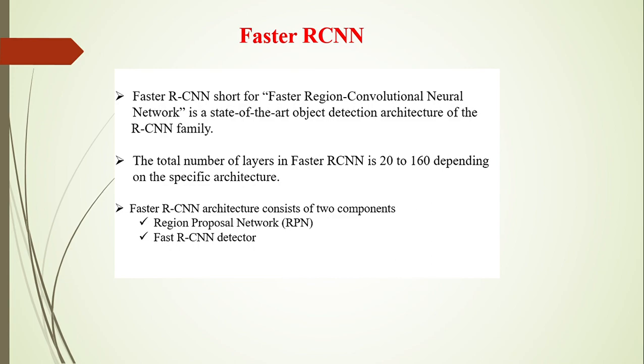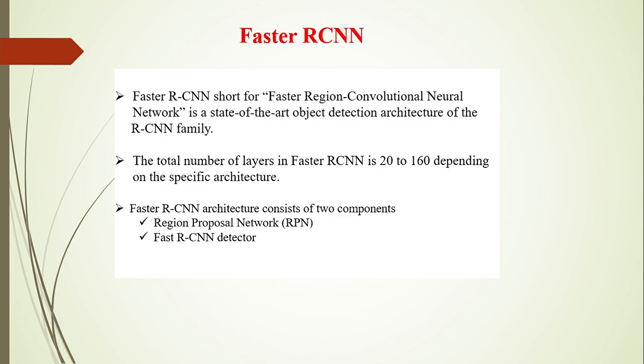Faster RCNN. The full form of Faster RCNN is the Faster Region Convolutional Neural Network. It is a state-of-the-art object detection architecture of the RCNN family. It has two major parts, the Region Proposal Network and the Faster RCNN Detector. The Region Proposal Network, the RPN, takes the feature maps generated by the convolutional layers of a pre-trained CNN and slides a small window over these feature maps. At each location, the RPN predicts whether an object is present and refines the coordinates of the bounding box associated with the proposal.